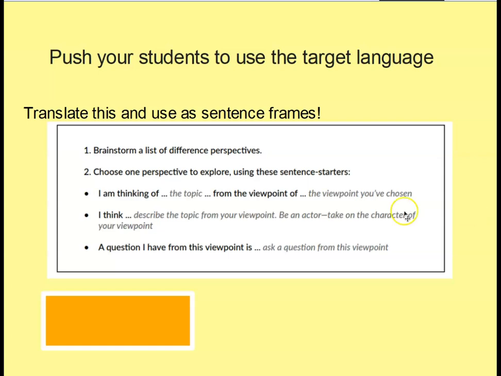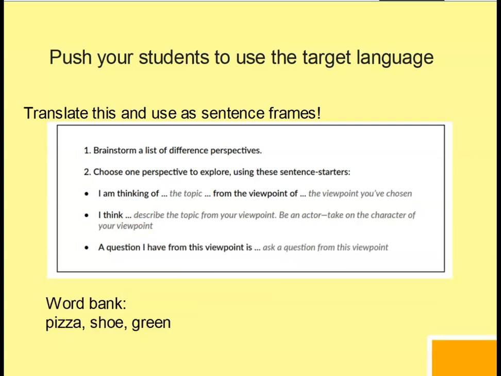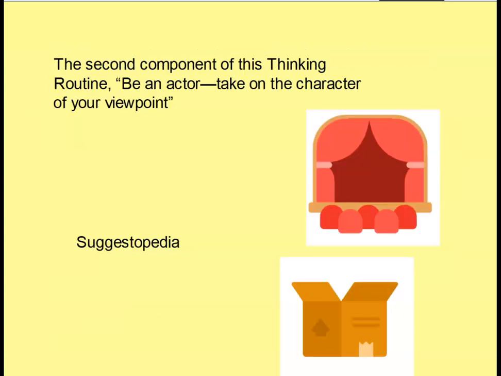So take whatever Harvard Project Zero has and make sentence frames out of it. Okay, so I'm thinking of, there's your sentence frame. Put it on the board in your target language. I think, put that on the board in your target language. A question I have from this viewpoint is, put a question I have about this. You can make the language more simple. Word banks, word banks, word banks. Whatever words your students are going to need, be prepared with a word bank. Write it out ahead of time. You're going to be adding to it on the fly as the students ask you stuff, but have the basics of it already written out.